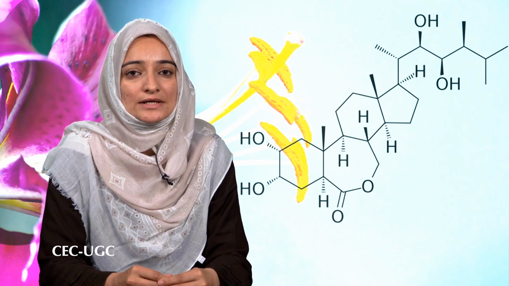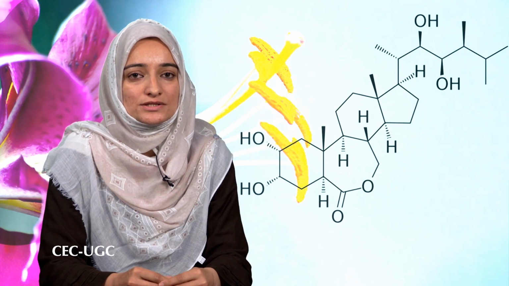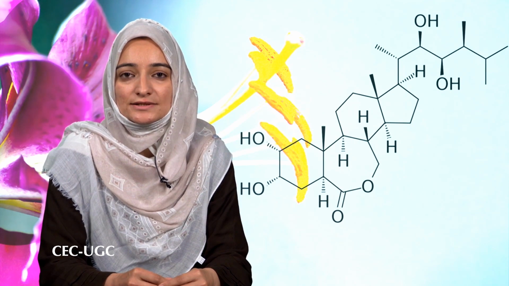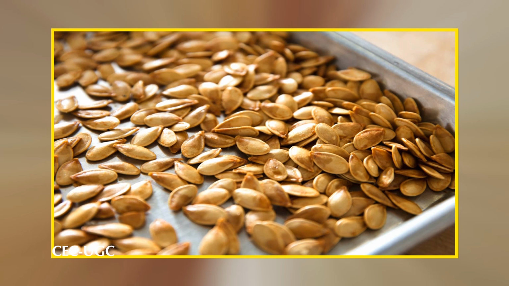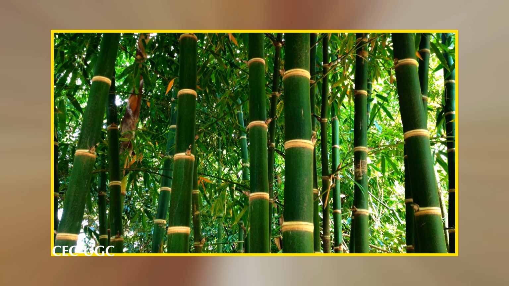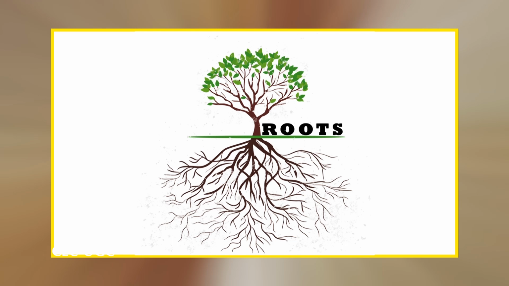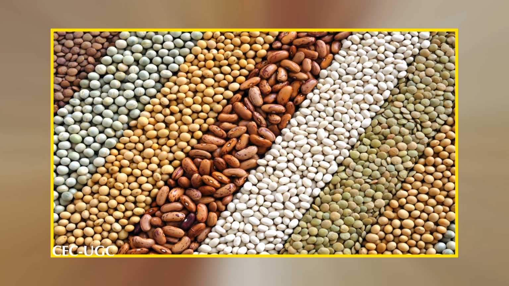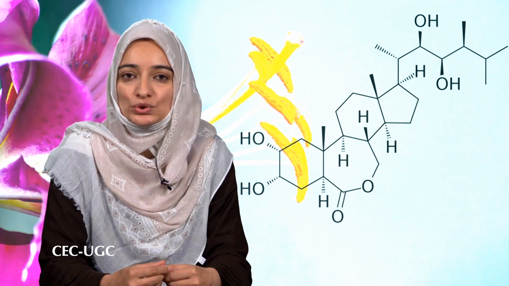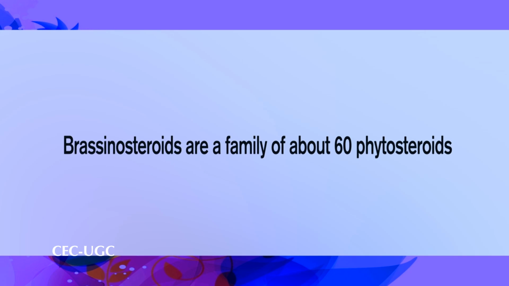Brassinosteroids also confer resistance to plants against various abiotic stresses. They are found at low levels in pollen, anthers, seeds, leaves, stems, roots, flowers, grain and young vegetative tissues throughout the plant kingdom. Brassinosteroids are a family of about 60 phytosteroids.